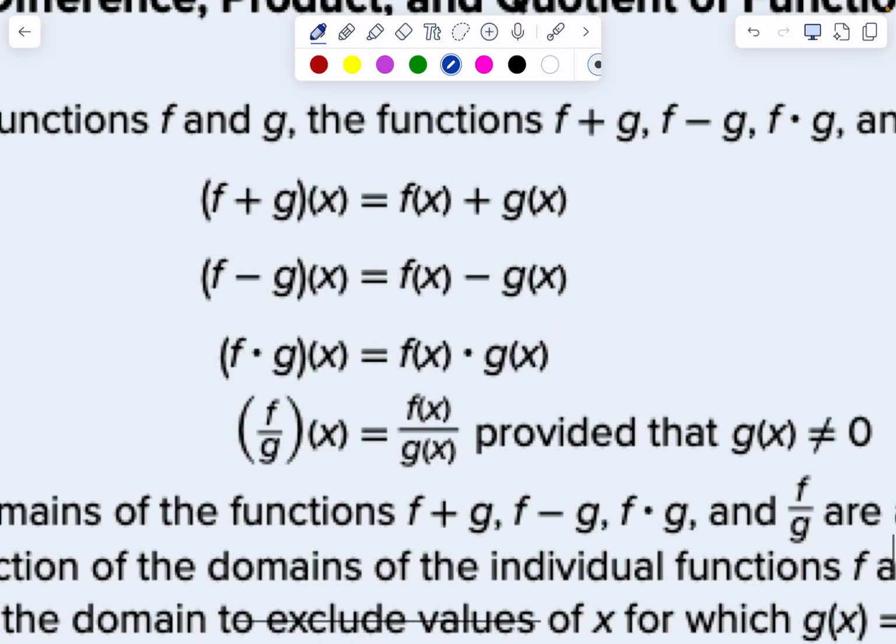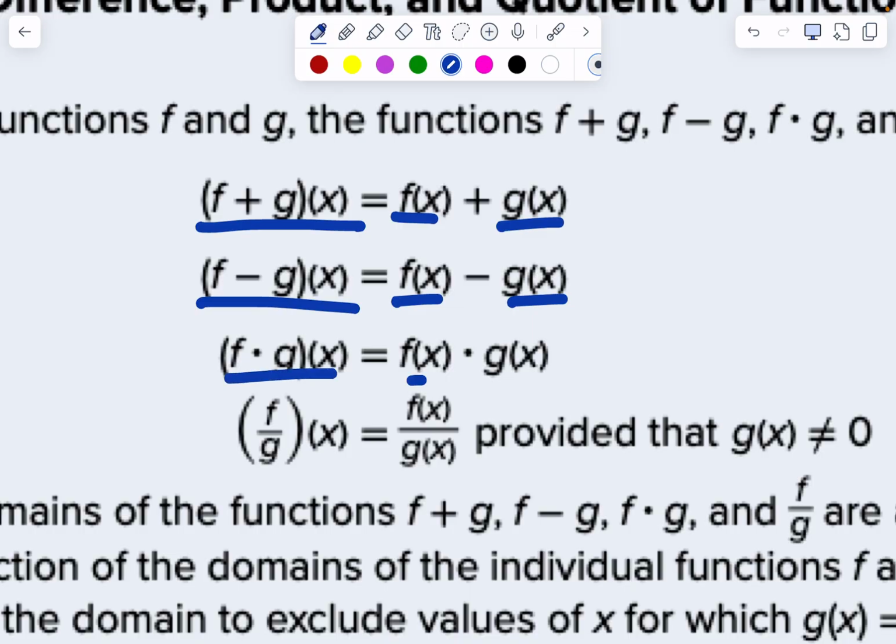They will give you two functions and they will say f plus g of x. That just means f of x plus g of x. You're just taking the functions and adding them together. This one is f minus g. Sometimes they'll write it together like that, but that just means you're taking the two functions and subtracting them. Multiply is this one. Divide is this one.